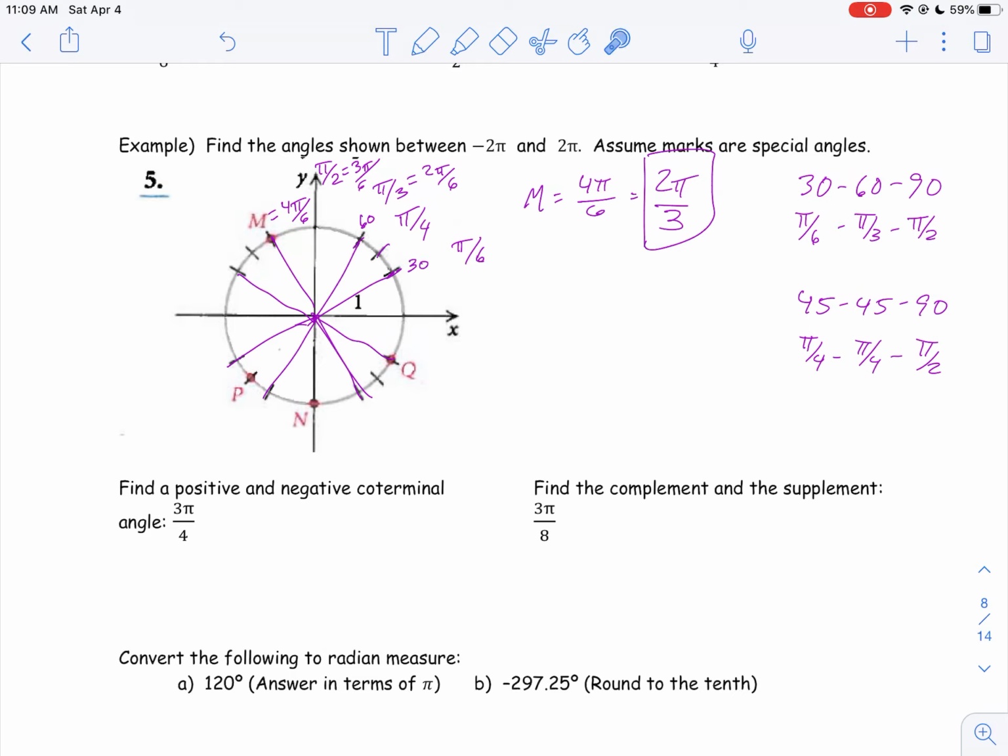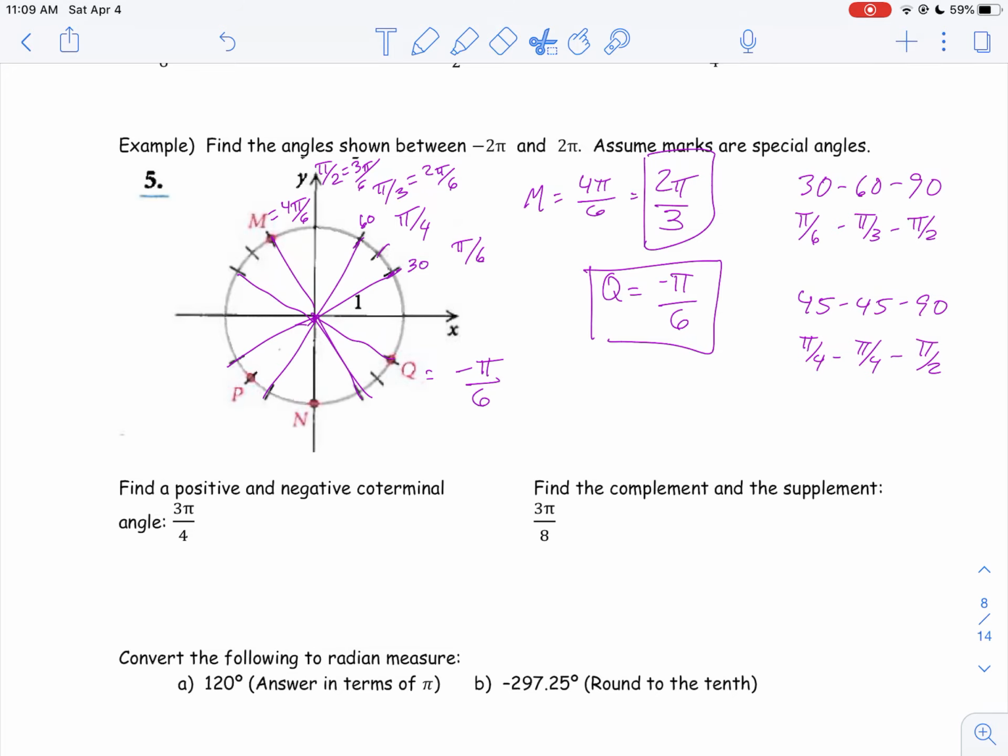I can see I have Q here. I could keep going around the circle and counting that way, but it's actually a lot easier just to go backwards. So Q is negative pi over 6.